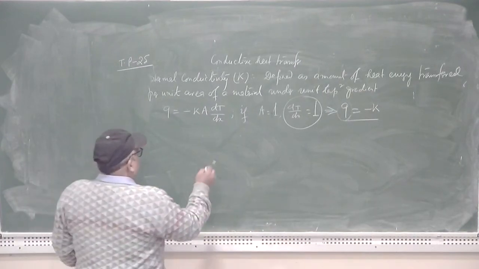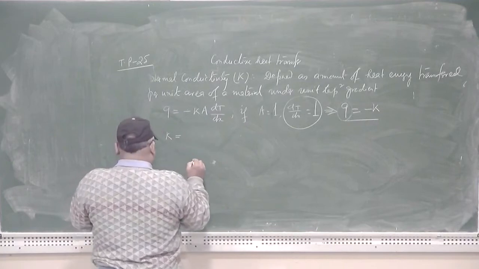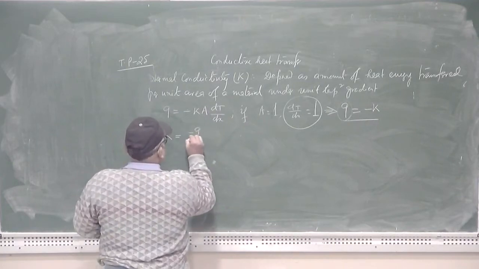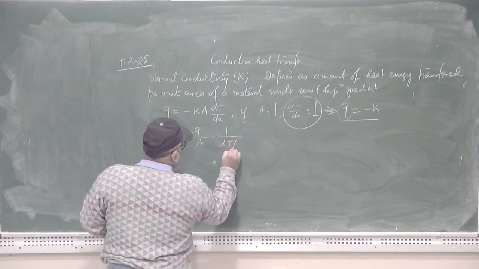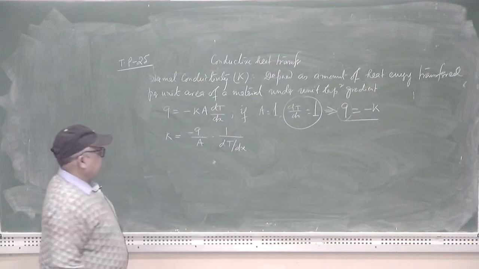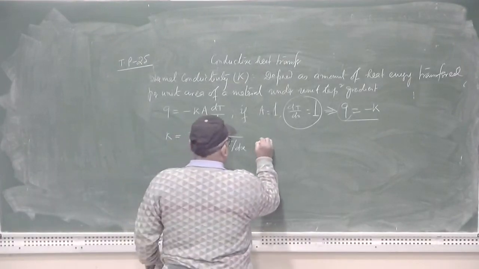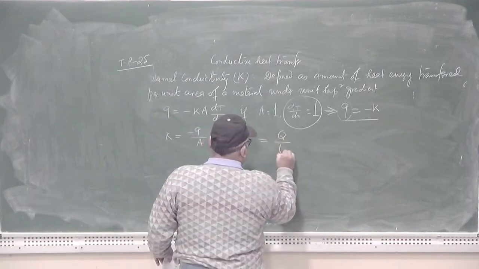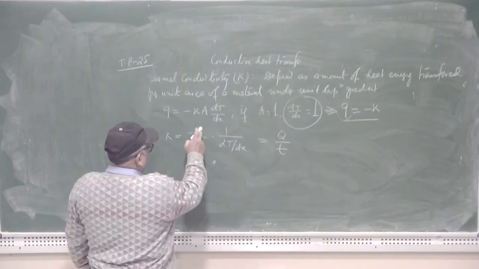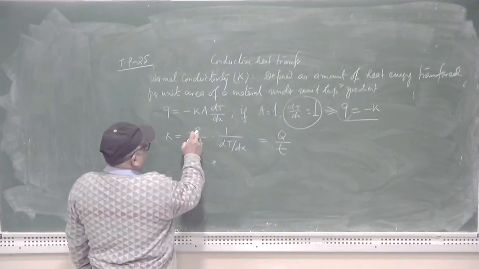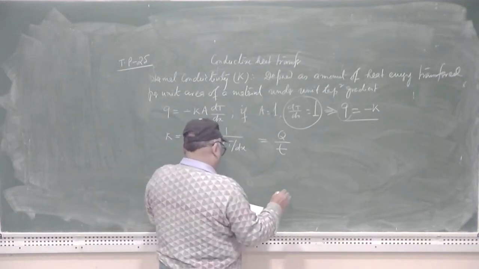Now, the expression for k can be given from equation number 1, that will be equal to minus q by A, this. So, dimensionally, that is equal to q upon t. The dimension of this q, the amount of heat energy transferred per unit time, is q upon t. The dimension of area is L square.